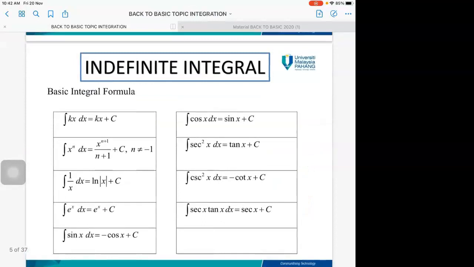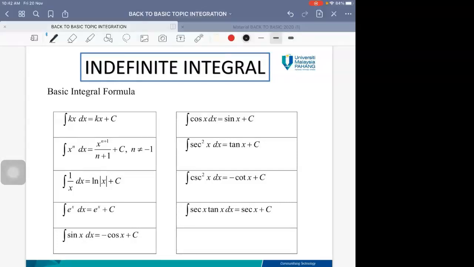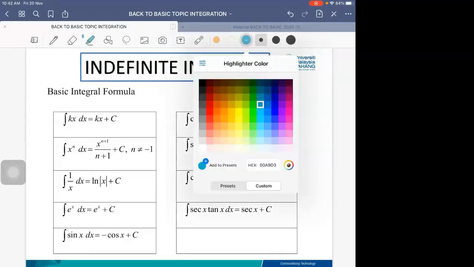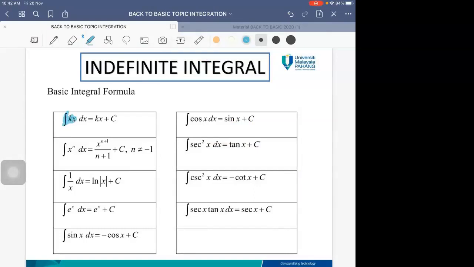Okay, so let me share again and revise the basic integration formulas. Basically we have the indefinite integral and also the definite integral. If your integration is without limit, without the value of lower and upper limit, then we call it an indefinite integral. For example here, we have a standard or general formula without limit.